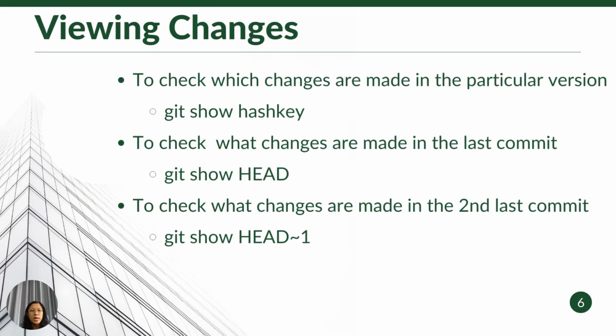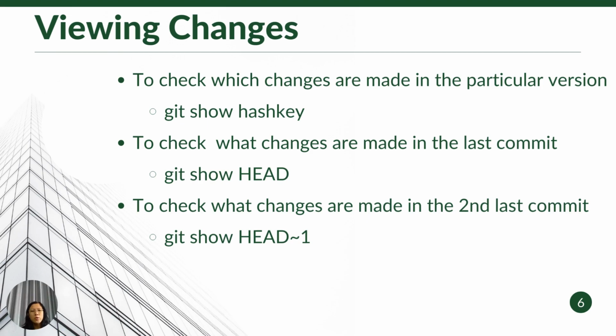And also, like I mentioned, we can use a hash key with git show hash key to see which changes were made in that particular version. Just now, log was to give you all the commits. Now I want to see the particular changes in this particular version. You can use git show hash key. Or we can use HEAD. HEAD gives you the changes in the last commit.